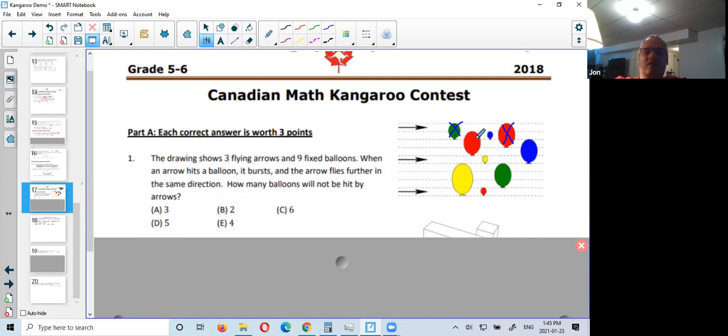This balloon is going to get popped by the first arrow. This balloon won't get hit and neither will this. The second arrow is going to pop the yellow balloon here and the blue balloon over there. And then this arrow is going to pop this one and this one. So how many are left? Mia? 3 are left, right. So the answer is 3 here.